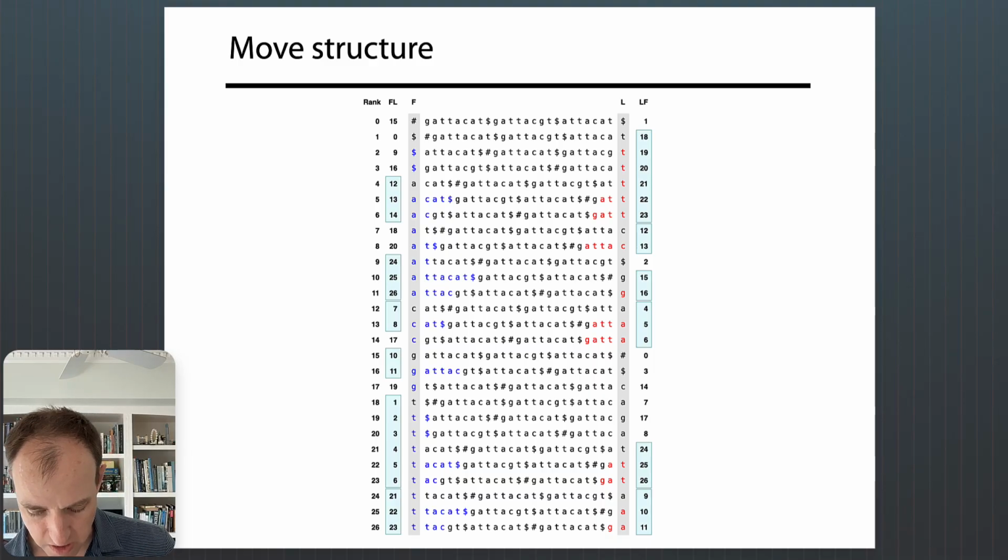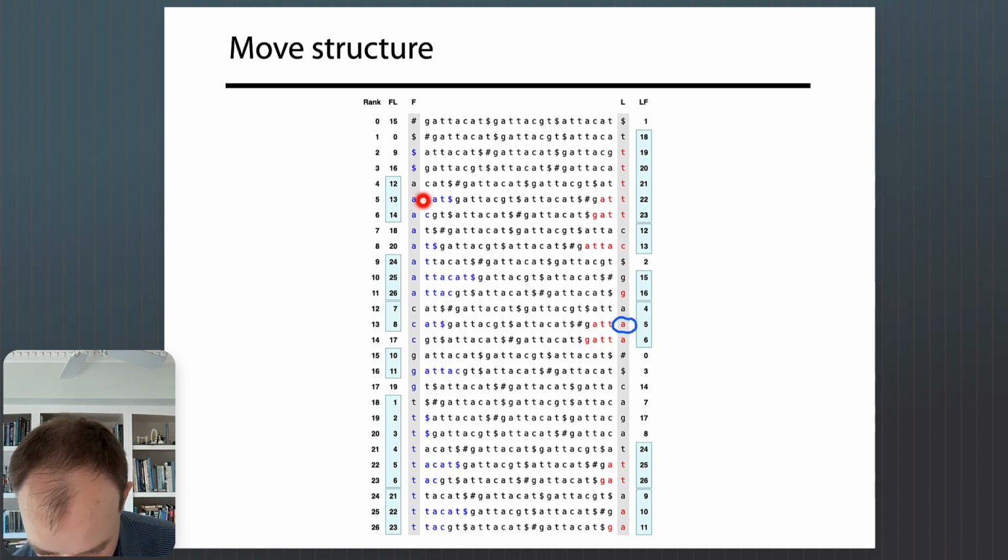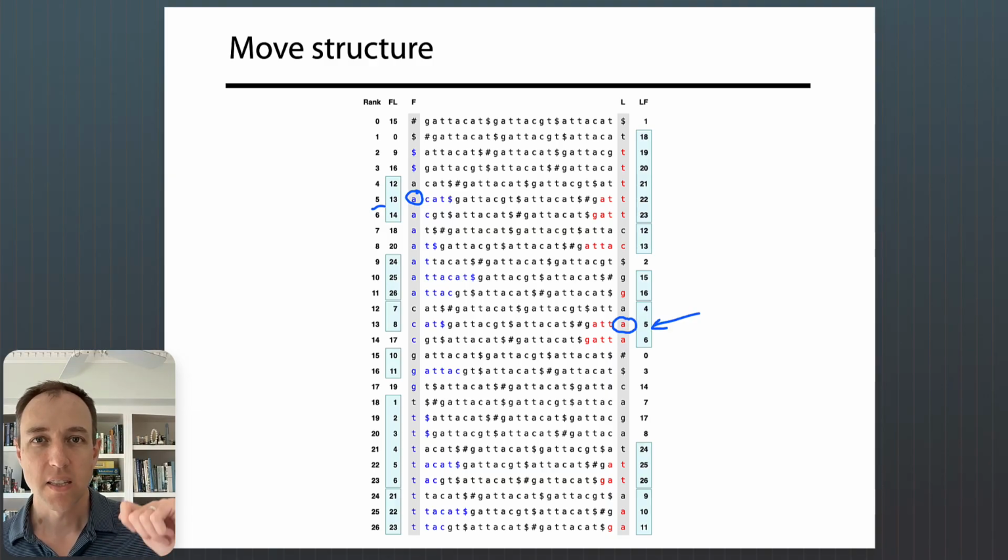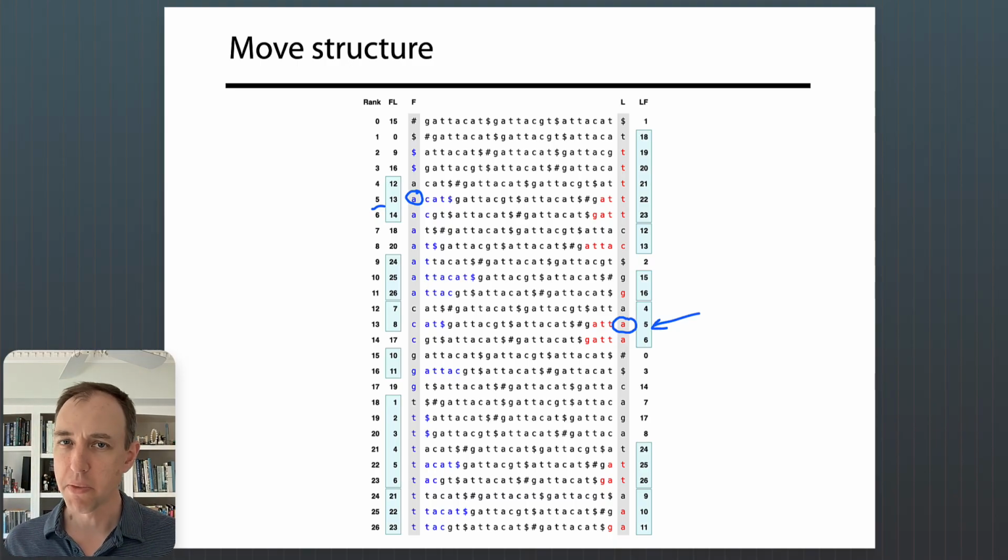But then also to the side, I've got the LF mapping. So in other words, for each of these letters, which is the row that that letter maps to through the LF mapping. So let's just pick as one example, this A here. Okay, looking down the L column, that's the second A, right? So we know it should map to the second A in the F column. That's this A right here. That's at offset 5, so we have a 5 here, okay? So that 5 is just saying the A of rank 1 is at row 5 in the first column of the Burrows-Wheeler matrix. So it's just the usual LF mapping that we're used to.